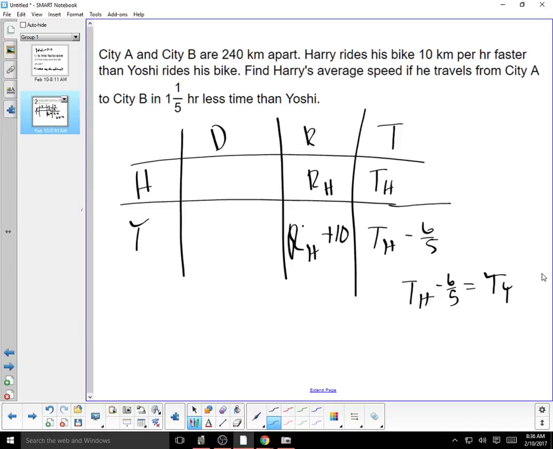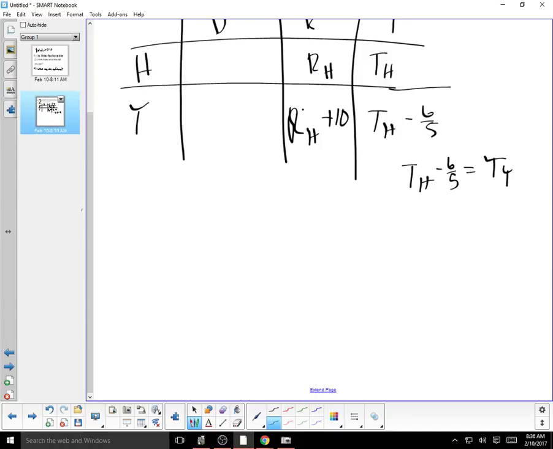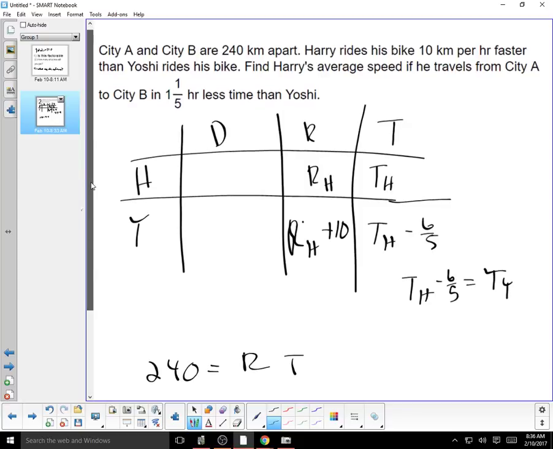Because this distance is 240. So if Harry's going to travel 240 miles, it would be this distance, rate, time. Rate of Harry, time of Harry. This one is... Am I missing some information here? I feel like one of the variables shouldn't be there.